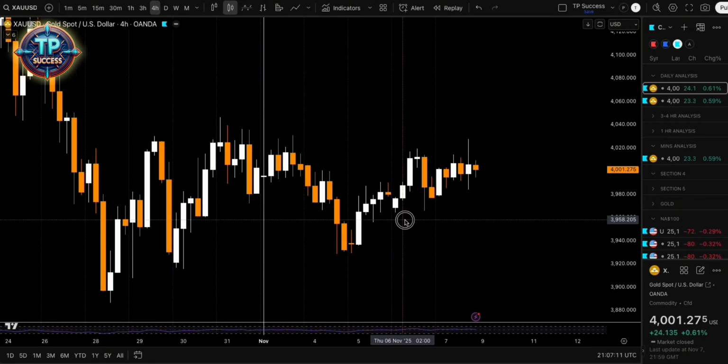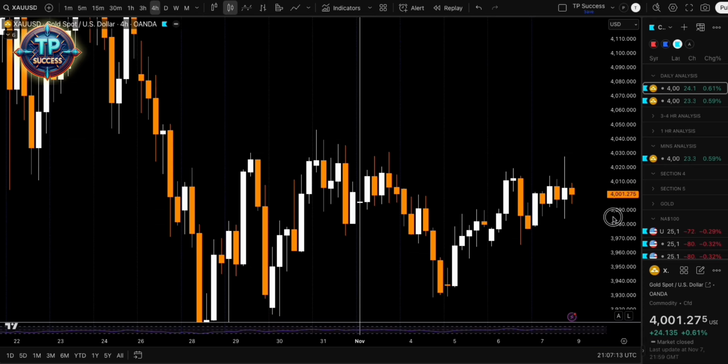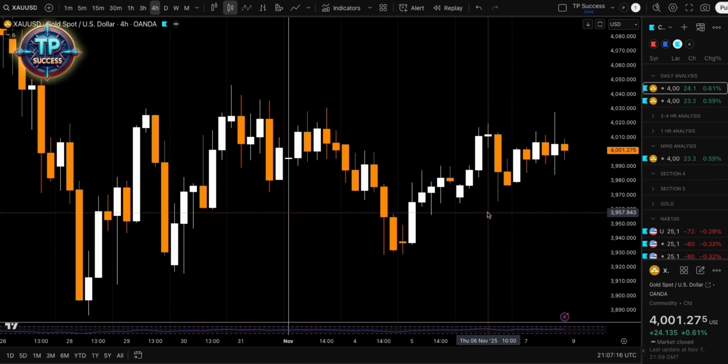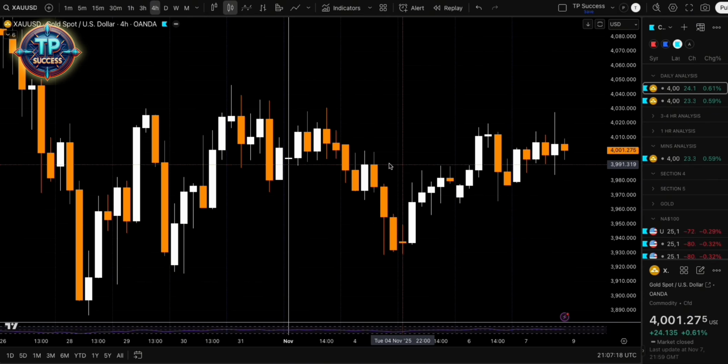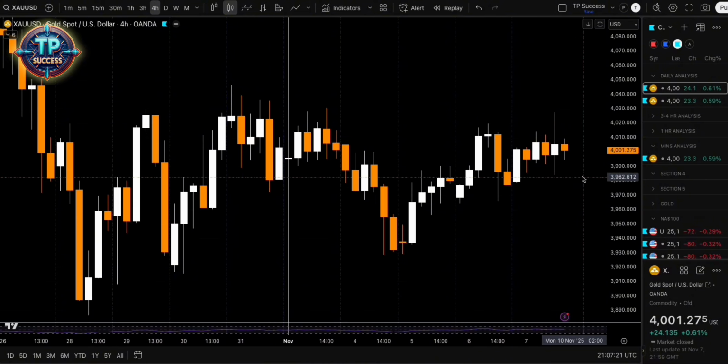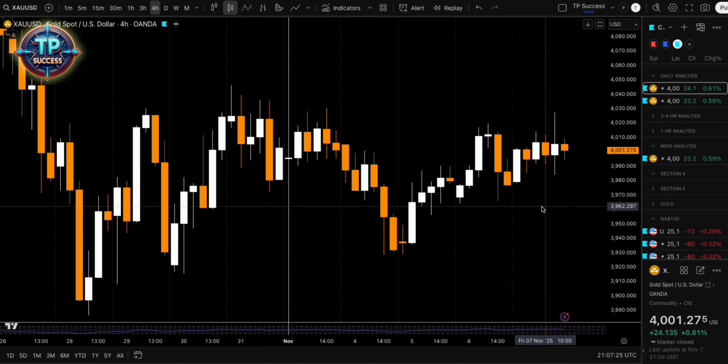Okay, so now that we've gotten that covered, we're currently on the 4-hour chart, and this is last week. So tomorrow we don't know where the market's going to open. Could open higher, could open lower. We'll figure all that out tomorrow, but for now this is what we got going on as it stands.